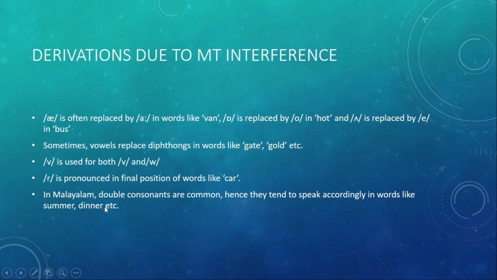Okay, and then again, this is also a point which we already discussed. Double consonants in Malayalam are very common. So we speak accordingly in words like summer, dinner, etc. We pronounce it as summer, dinner, etc. So these are the deviations we make due to mother tongue interference.